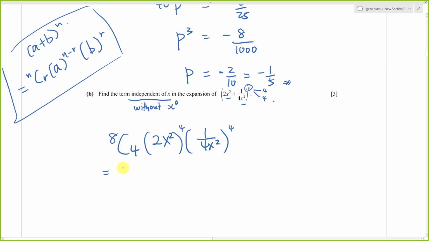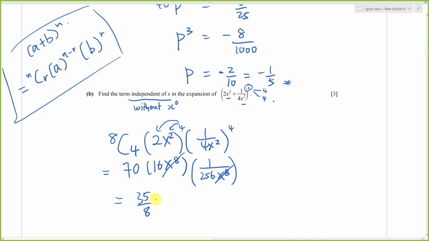So I will have 8c4, I will just type in the calculator, step by step: 70. Here I will get 16 x power of 8, because power 4 for 2 as well. This one I will get 1 over 256 x power of 8. So x power of 8 and x power of 8 cancel out, and I will get 70 times 16 divided by 256. Then I will get 35 over 8. Get it? It shouldn't be too difficult for you.